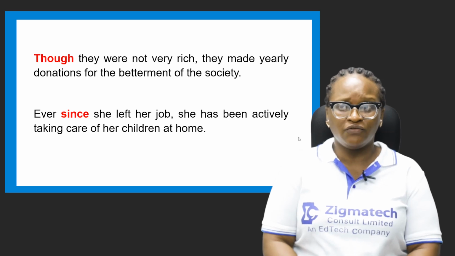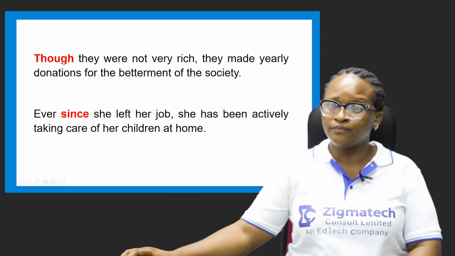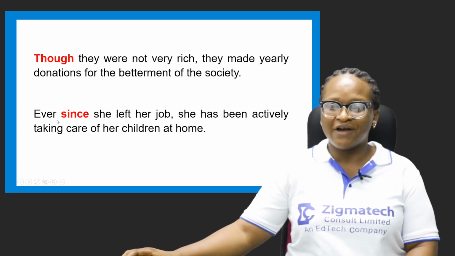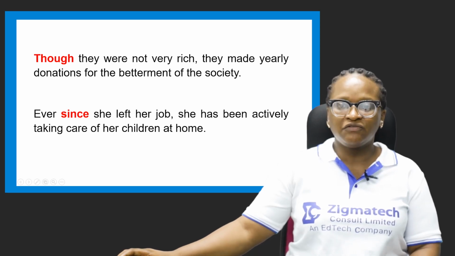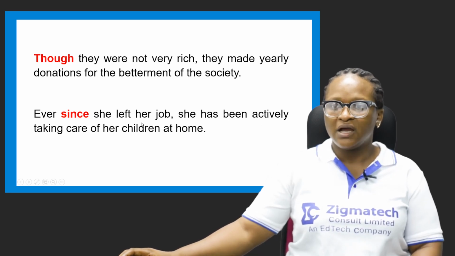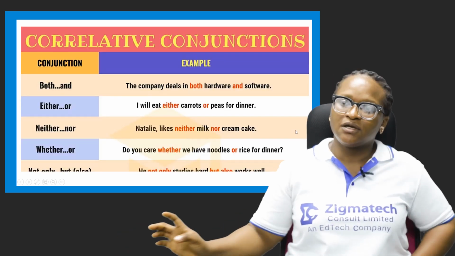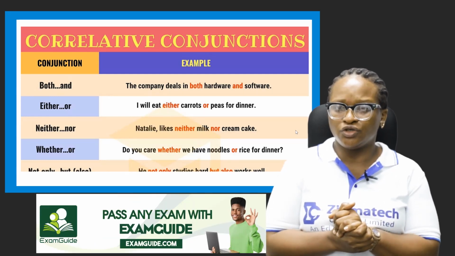So we have the next example: though they were not very rich, they made yearly donations for the betterment of the society. That's still a subordinating conjunction in the angle of concession. Then finally, ever since she left her job, she has been actively taking care of her children. Reason, ever since she left the job. Finally, that is a correlative conjunction.